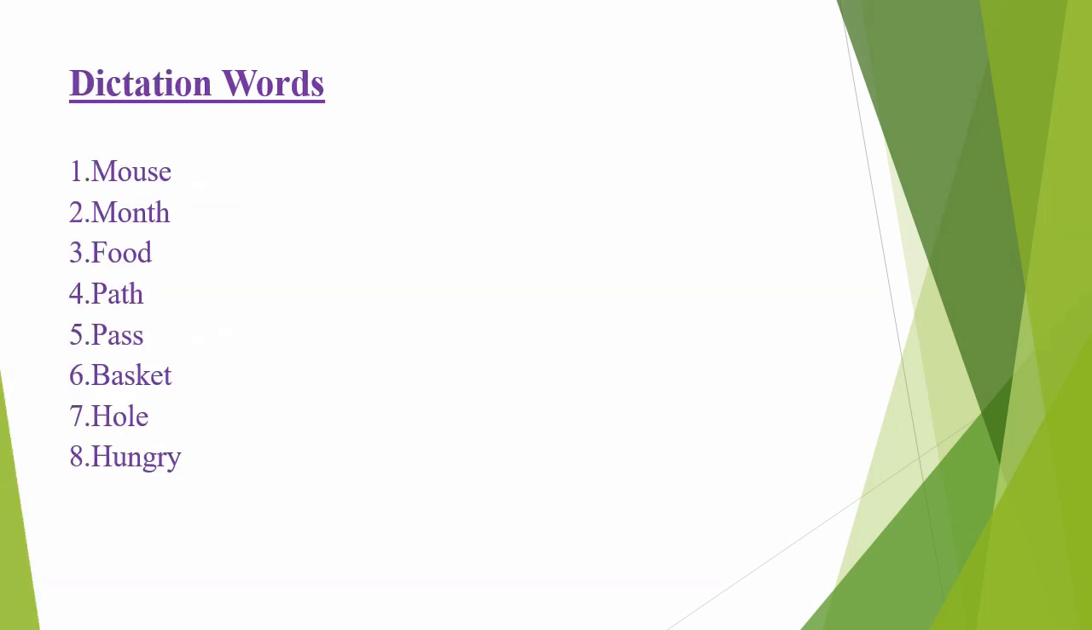Students, here are some dictation words. You have to learn them and write them in your notebook. Number 1, mouse. Number 2, month. Number 3, food. Number 4, path. Number 5, pass. Number 6, basket. Number 7, hole. Number 8, hungry.